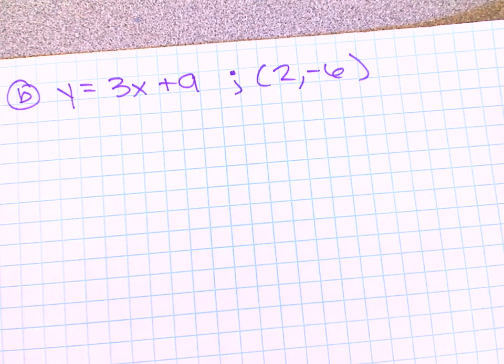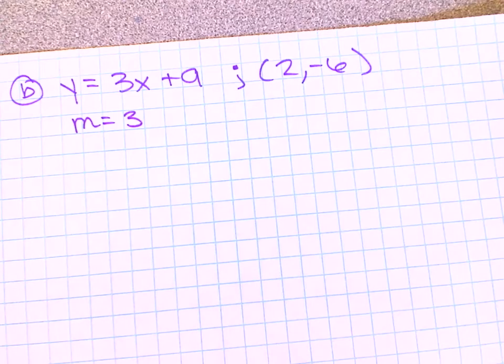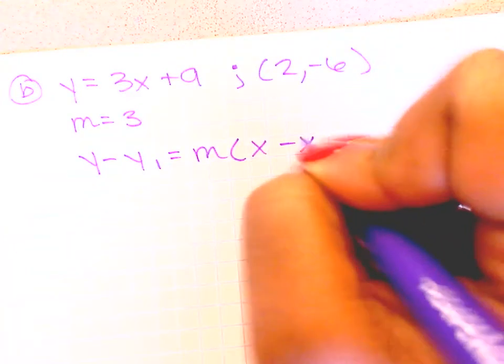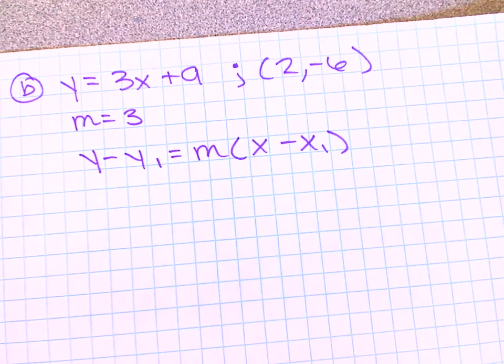So now we need to first identify the slope, which we did. You guys told me that m is 3. We found the slope. So now we need to, step 2, which we wrote down, place point into point slope form. We wrote that down. So now I'm going to write point slope form. Y minus y1 equals m times the quantity x minus x1. Write it down.